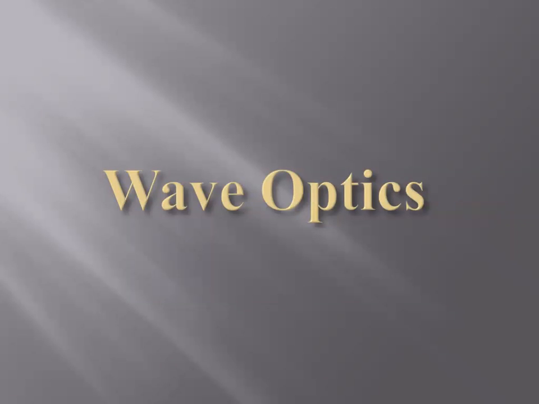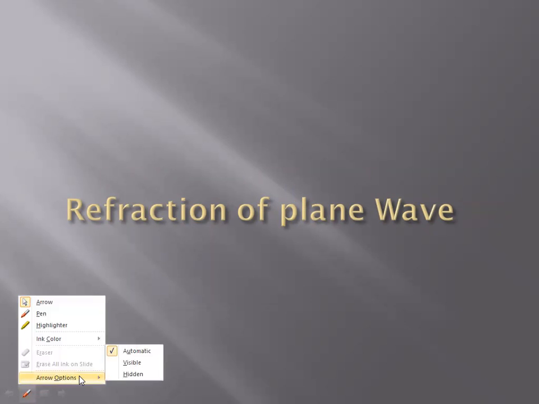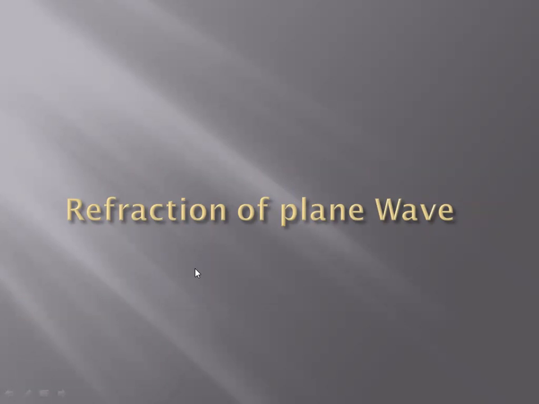Now we are going to see the refraction of a plane wave. We have already seen reflection. Refraction you already know: the wave goes from one medium to another medium. In reflection there is only one medium; the light comes from one medium and is reflected into the same medium. Here the light comes from one medium, comparatively air, and enters another medium, denser than air.